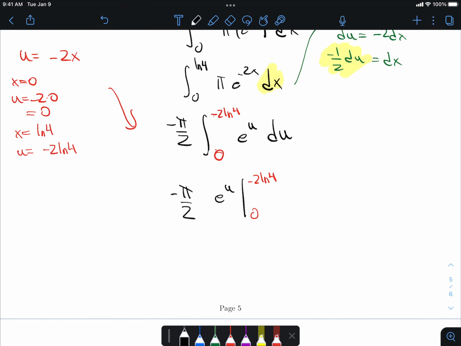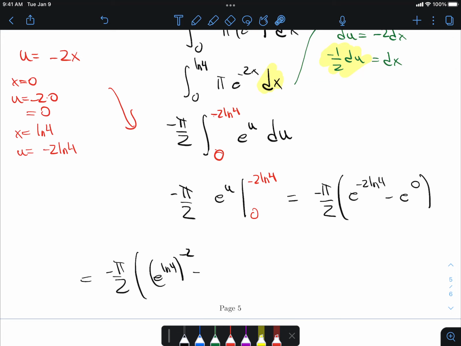So how do we find what the answer to this is? It's minus pi over 2, open parentheses, e to the minus 2 ln 4 minus e to the 0th. So that is minus pi over 2. Okay, so when I plug that in, I can reorganize this as e to the ln 4 to the minus 2. And then e to the 0th is just 1. So here note that if I were to take the power of a power, all I can do is multiply the two powers. And that takes me back to where I was. So that shows this splitting up here is correct.